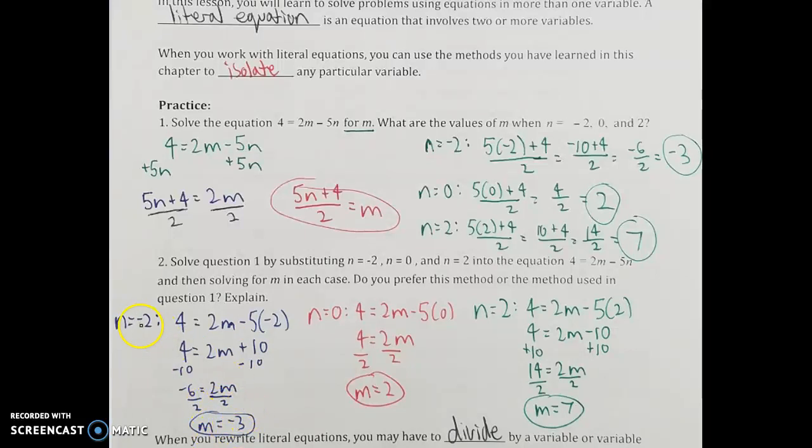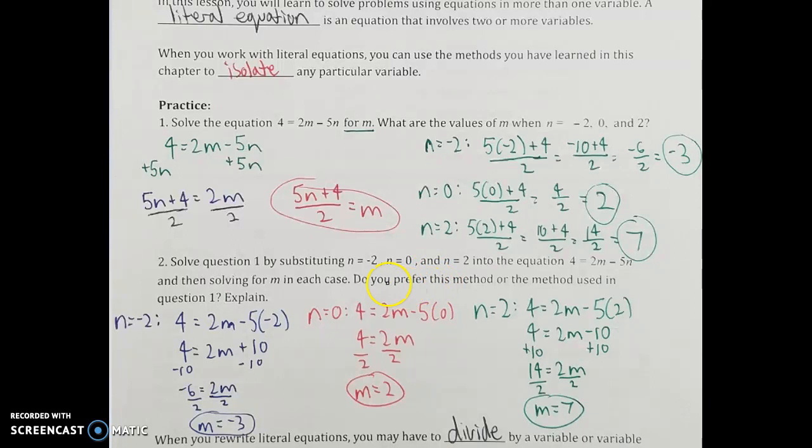Notice when n is negative 2, m is negative 3. We saw that from the last question. When n is negative 2, m is negative 3. But the issue here is that we have to solve it 3 times. So I have to substitute and solve for m. Substitute 2 and solve for m.